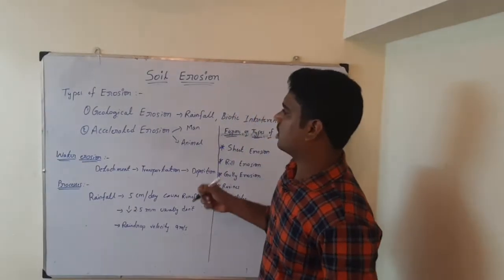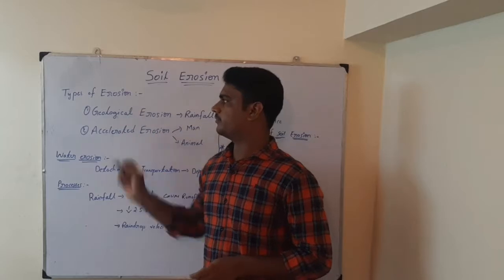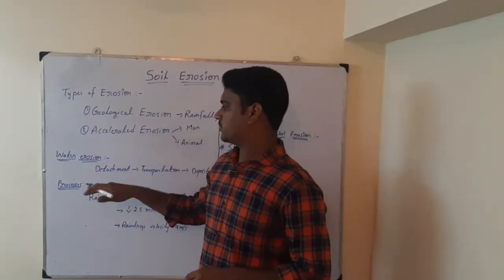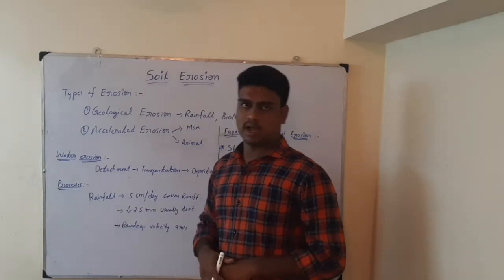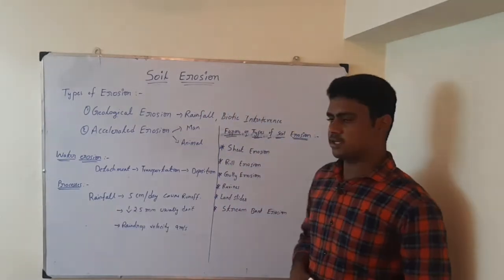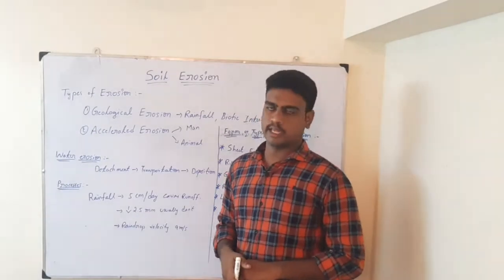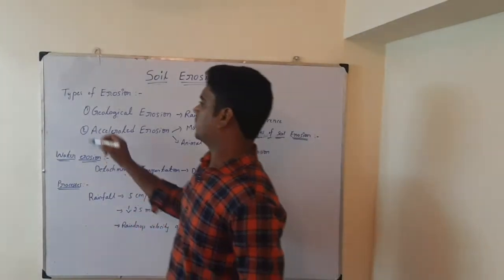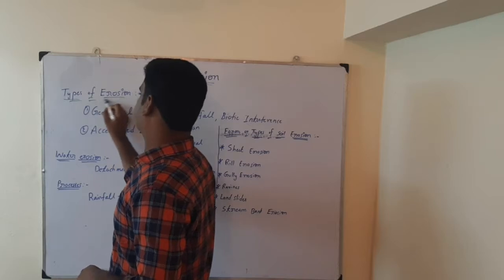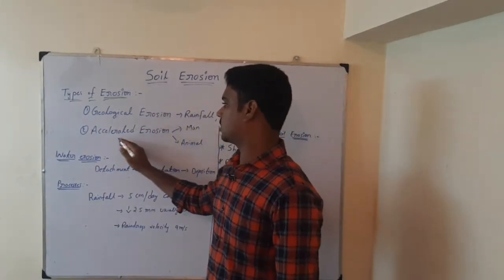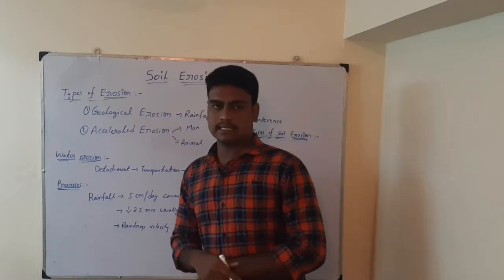In this class, I would like to explain about soil erosion, the types of erosion and what the two types are, about water erosion and also about wind erosion, and I'll give the equation of the universal soil loss equation. So let us see what are the types of erosion. These are the two types. The first one is geological erosion, the next one is accelerated erosion.